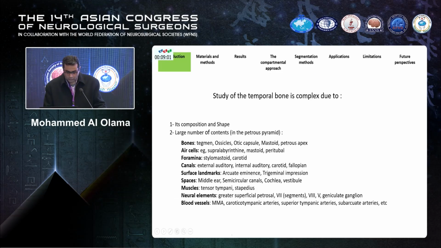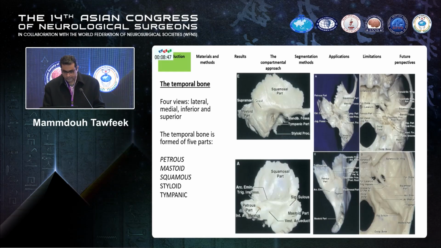So the study of the temporal bone is a little bit complex because it has a complex composition and shape, and also has a large number of contents of bones, air cells, foramina, canals, surface landmarks, spaces, muscles, and neural elements, and vascular elements as well. This is a classical view of the temporal bone from the book of Rotten.